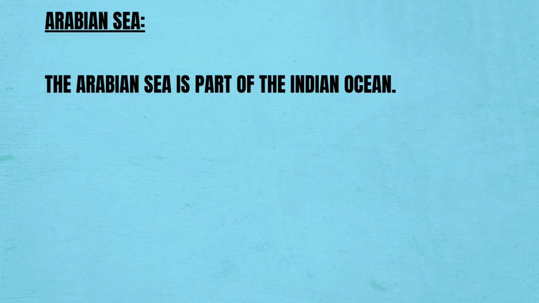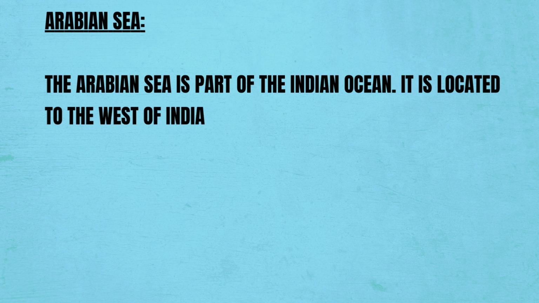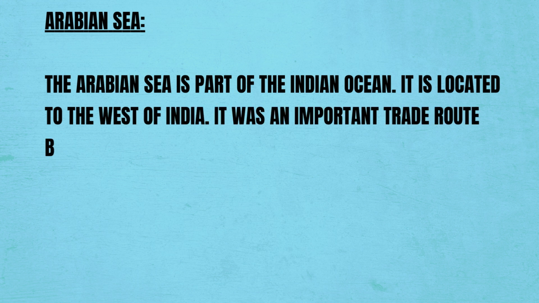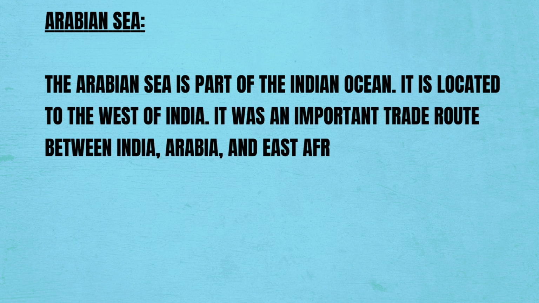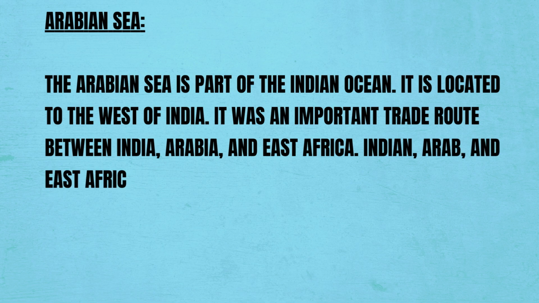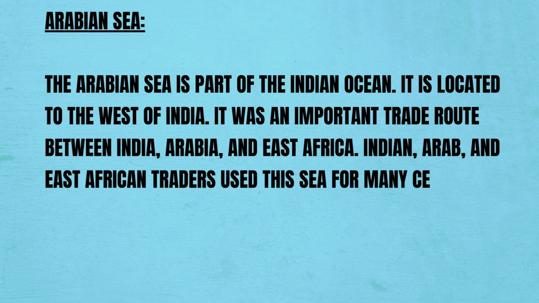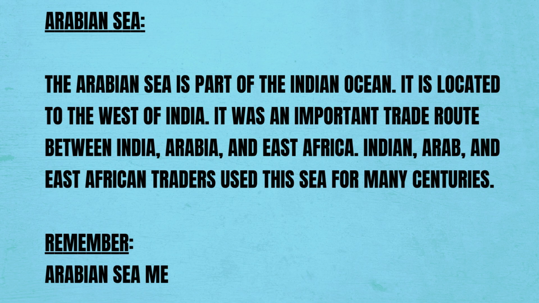Arabian Sea. The Arabian Sea is part of the Indian Ocean. It is located to the west of India. It was an important trade route between India, Arabia, and East Africa. Indian, Arab, and East African traders used this sea for many centuries. Remember, Arabian Sea means west of India.